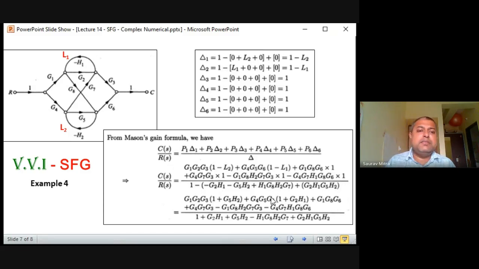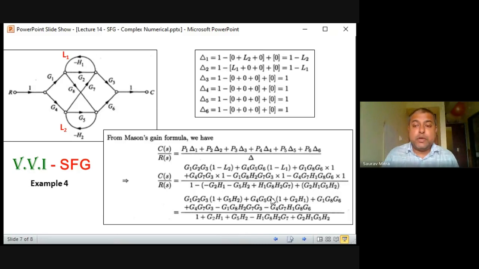So this is the numerical which is most difficult so far what we have done, because there are 6 forward paths. Forward paths are not a problem, but with every forward path we have to calculate how much is the delta, and delta will appear when some forward path is not touching some proper loop. If the forward path is touching all the loops, in that case the delta will be equal to 1. So this is the best numerical to understand what delta is, because somewhere delta is there, somewhere delta is not there. Now I will give you a more difficult numerical as your homework.